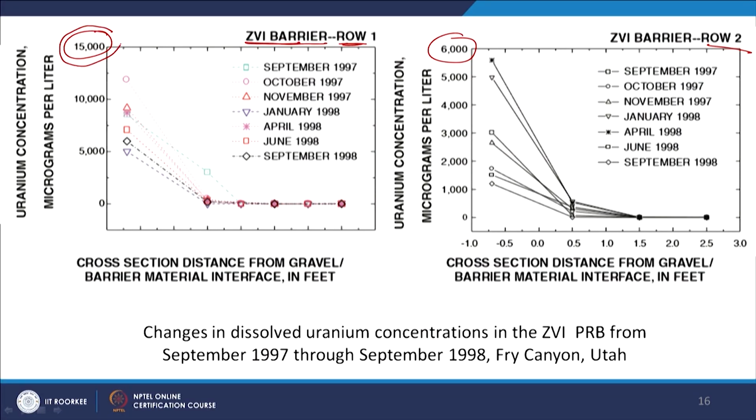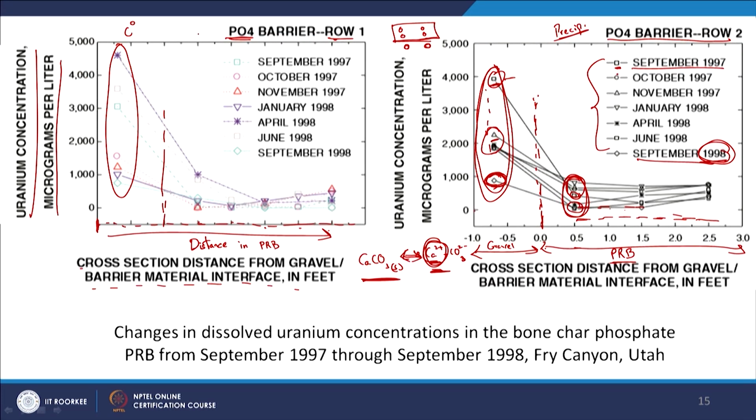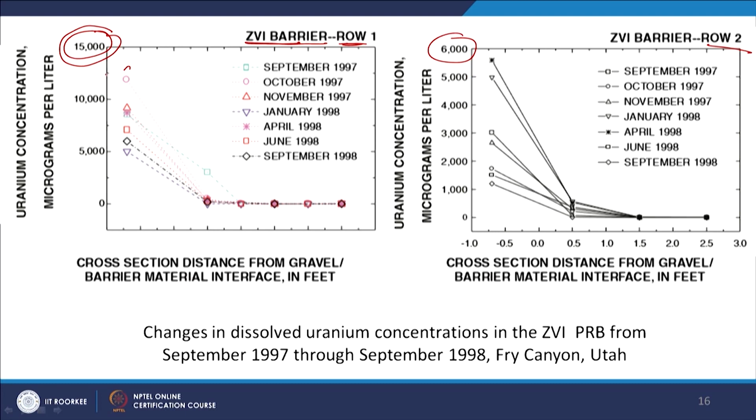And also keep in mind, looks like zero valent iron row 1 is experiencing much higher inlet concentrations compared to the phosphate relevant barrier, right. Here the maximum seems to be around 4,800 and 4,000 here, but here the maximum seems to be around 12,500 or 12,000 here, right. So again we are going to analyze the zero valent iron PRB, right. So this is minus 0.5, this is 0 and this is 0.5, right. And this is the interface out here, and this is the 3 feet thick PRB of zero valent iron.